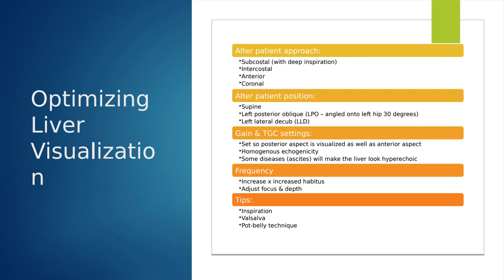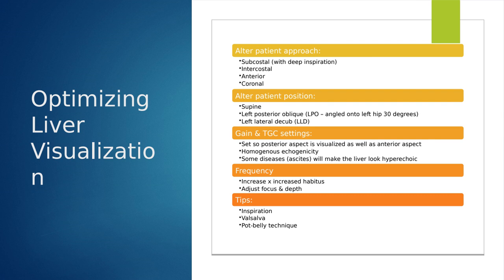We're going to be altering our patient position. So we're having them turn on their side for an oblique position, or we're having them turn completely on their side for a decubitus position. We're altering our gain and our TGC settings. We're making sure that our picture is uniform in brightness and changing that in the appropriate way. We're also adjusting our frequency. So as our patient body habitus increases, we have to decrease that frequency to allow for more penetration.